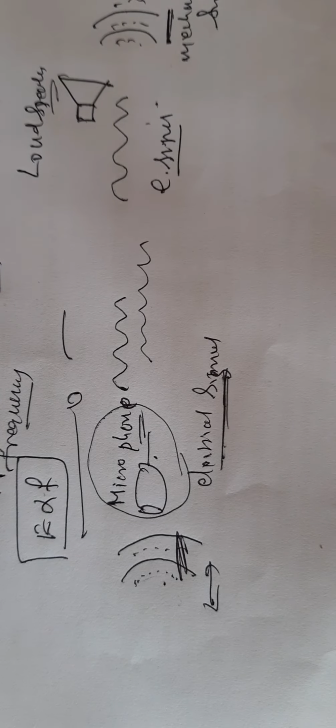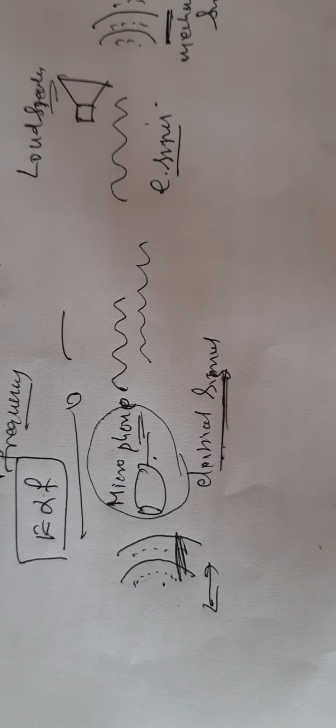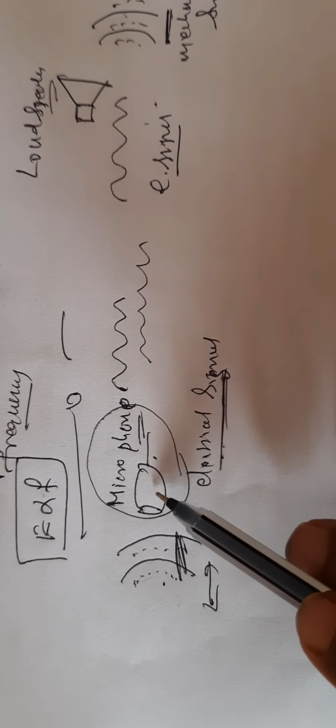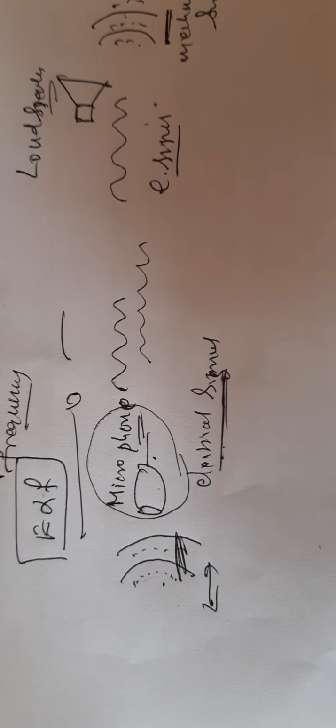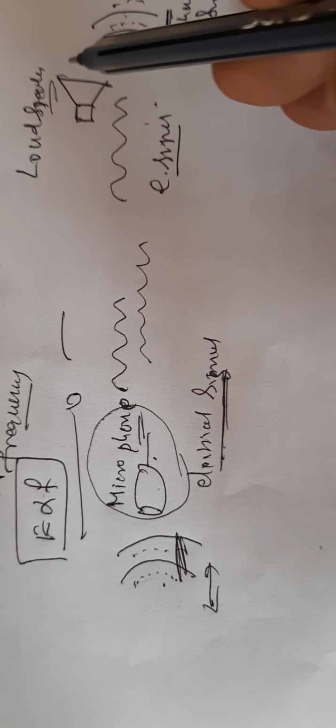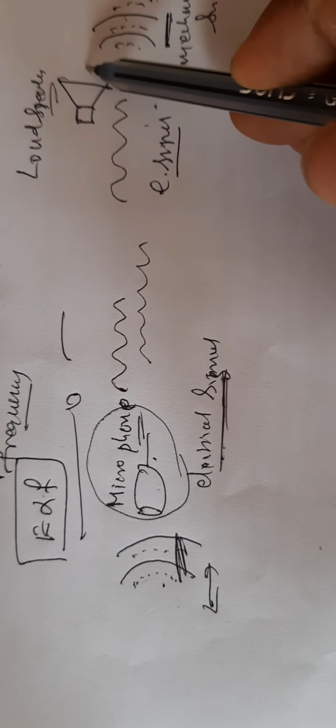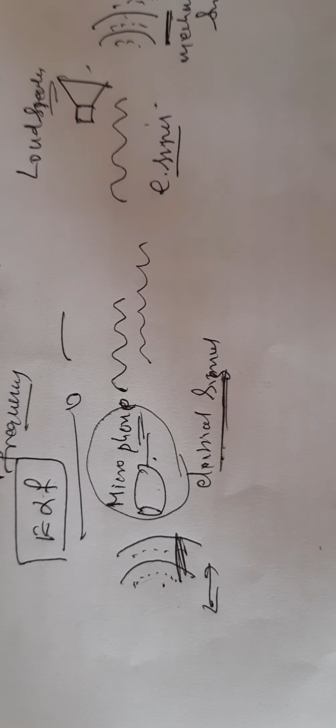And of course, there are different types of communications. All communication systems need these two devices: one microphone at the point where the signal is to be transmitted, and another loudspeaker at the point where the signal is received.